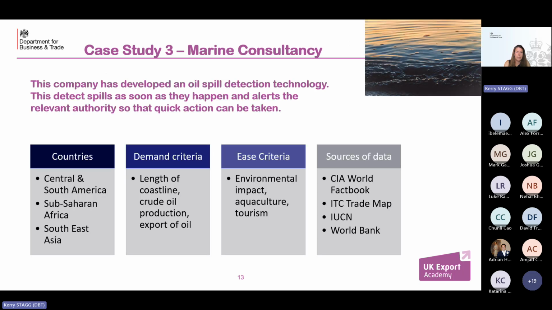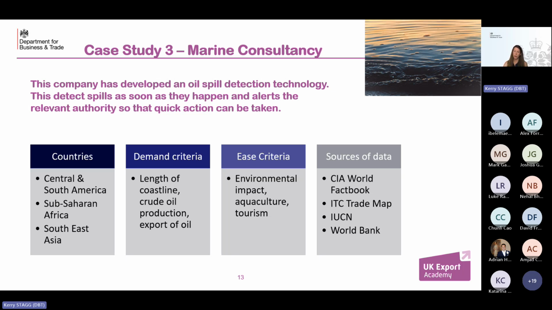And then the next one is a marine consultancy. So this company has developed an oil spill detection technology. So it detects spills as soon as they happen and can alert the authorities so that quick action can be taken. So very much an environmental leaning sort of company. And they were looking quite specifically in the global south, and it was countries with coastline. So they looked in South America, Sub-Saharan Africa, and Southeast Asia as well. And their demand criteria then were around the length of coastline, crude oil production and the export of oil.